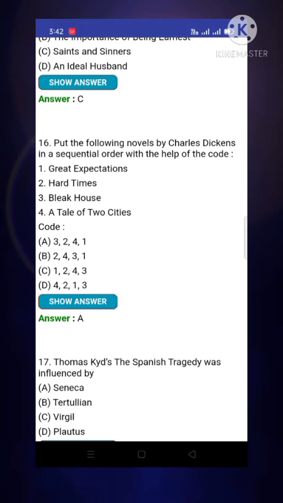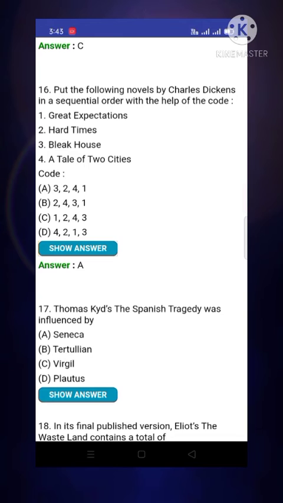First of all, we have to keep in mind which one is first and which one is last. The one published last is Great Expectations, and the one published first is Bleak House. These are some of the novels written by Charles Dickens. The first novel in this list is Bleak House, and the last novel written by Charles Dickens is Great Expectations.